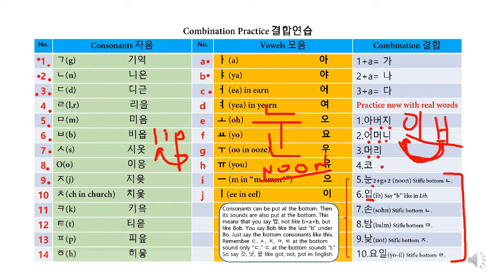So ip, son, bam, nat, yoil. Ip is your mouth. Son is hand. Bam has two meanings: one is night, the other is chestnut. Nat is daytime. Yoil, week. One week, two weeks, week.